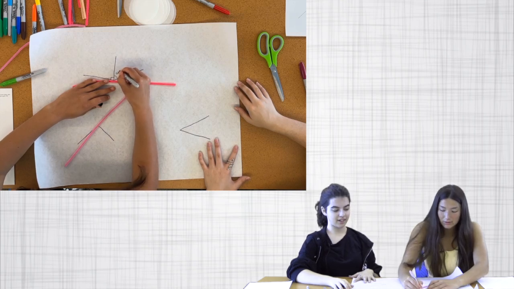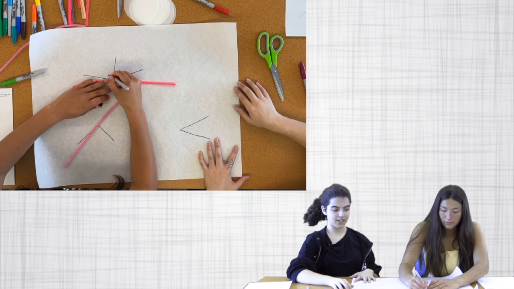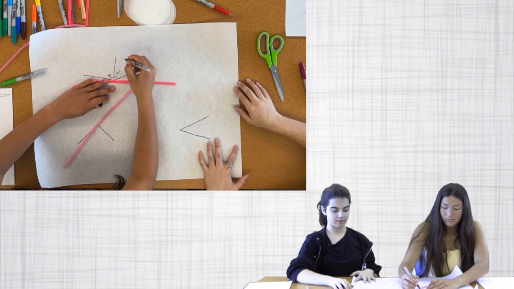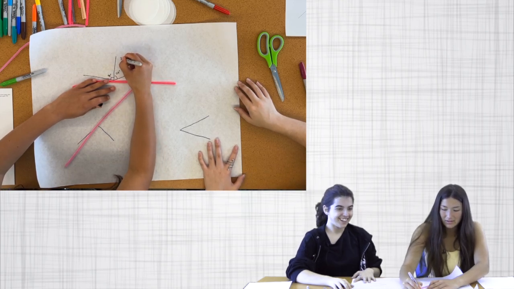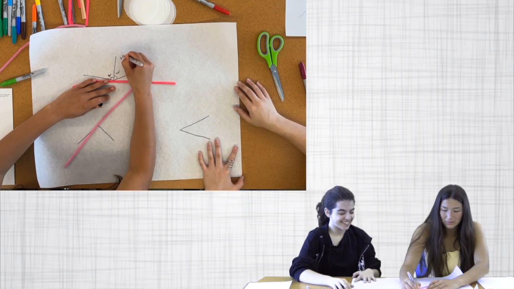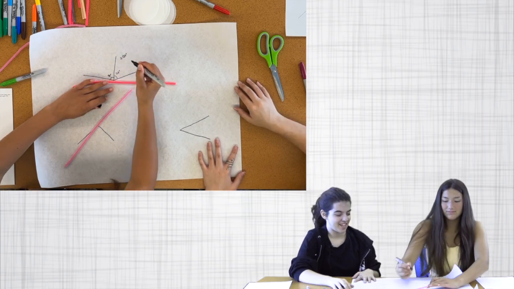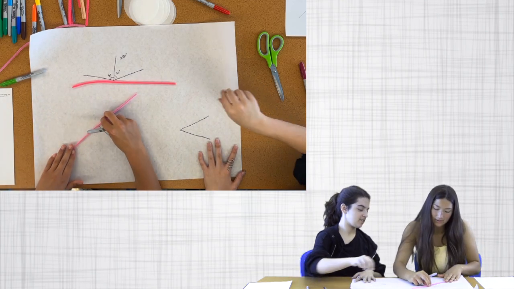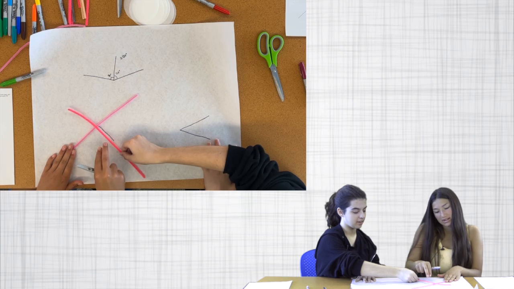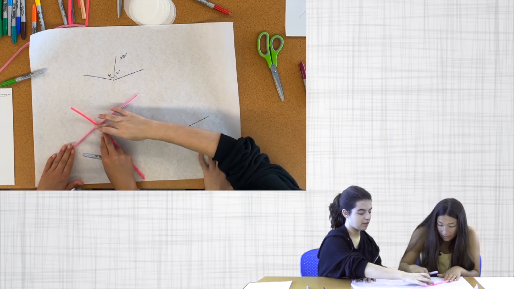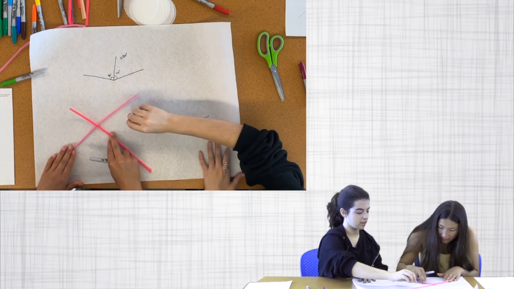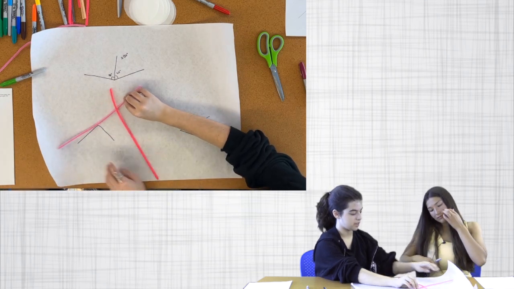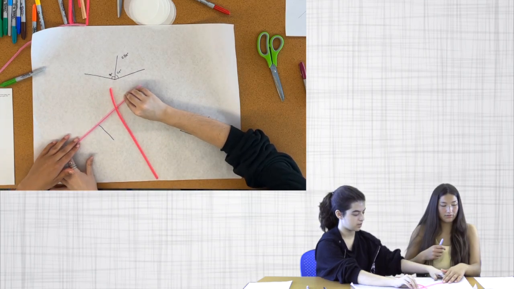Okay. So what's 90 plus 60? 150, right? Okay, so about 150 degrees. Yeah, about. Close enough. Okay, now we'll work on this one. Yeah, so this one's hard. I don't know if that's 90. Well, it looks like here. Hold that down right there.